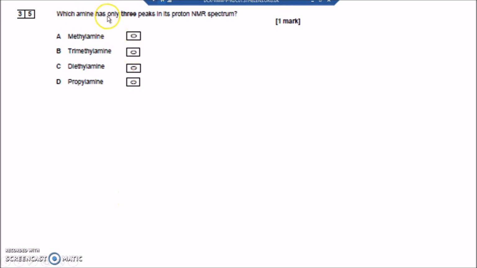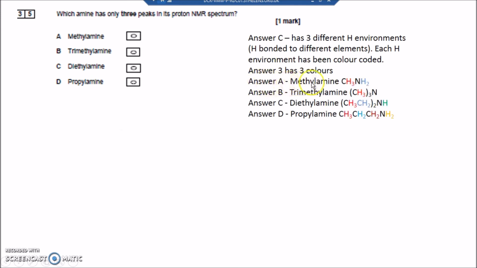Question 35. Which amine has only three peaks in its proton NMR spectrum? So proton means hydrogen. Three peaks, three different peaks means three different hydrogen environments. The easiest way to do this, you're not going to do this without drawing them out, so let's draw all three out. So methylamine has got a CH3 with an amine, an N, and therefore it's got to have two H's on it, because there's a methyl and then an N, and then the N has got to have three bonds, one bond to the carbon and then two H's.